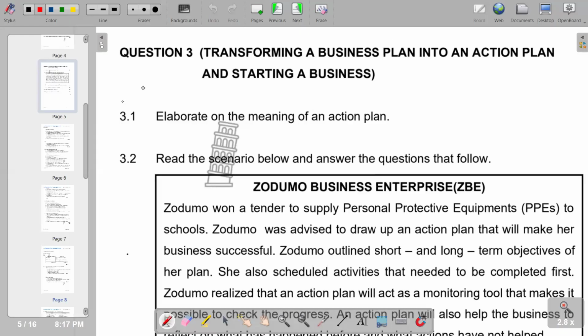So moving on to our question 3.1, elaborate the meaning of action plan, whereby an action plan is basically a checklist of tasks and resources needed to complete a project or achieve a goal. So basically, it comes as a document that lists the action steps needed to achieve project goals and objectives. So we have a brief description according to this video of what an action plan is.